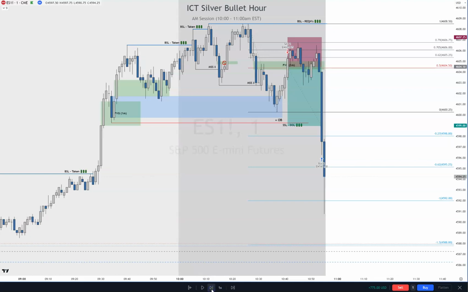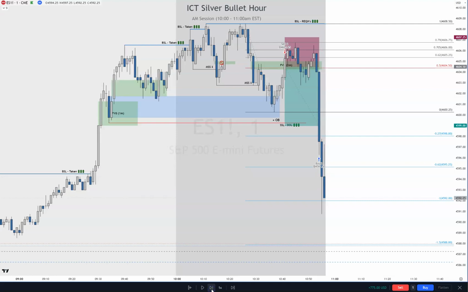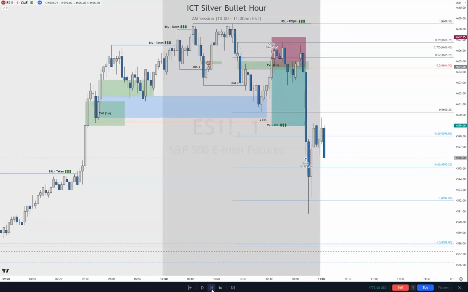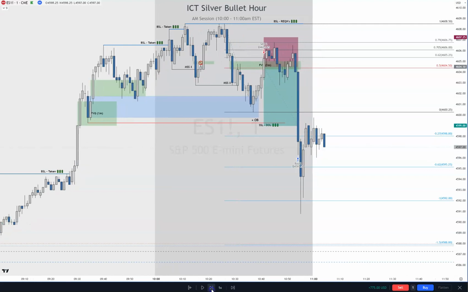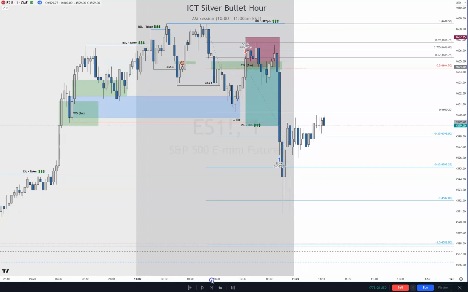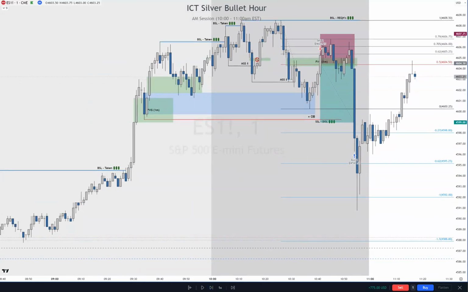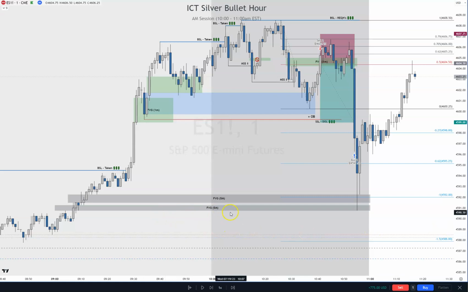Alright, so where did this go? Well, it went to a 5-minute fair value gap and another fair value gap on the 5-minute. That's where it went down right to, and this next wick to the top of this fair value gap on the 5-minute.